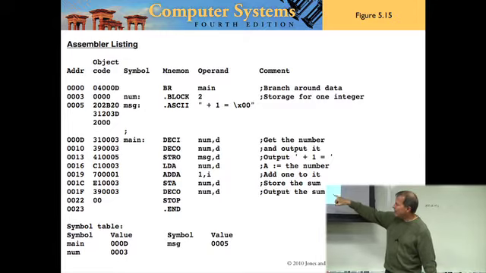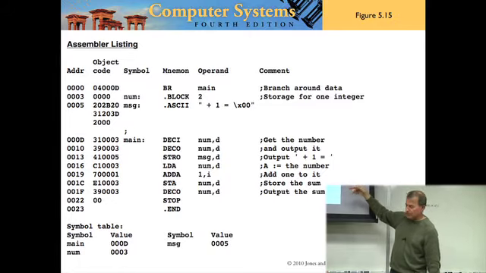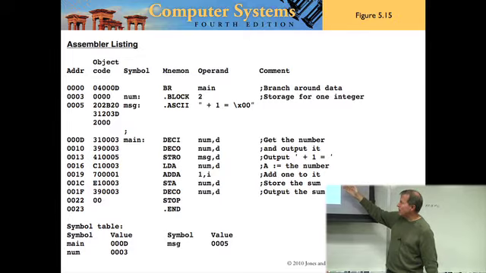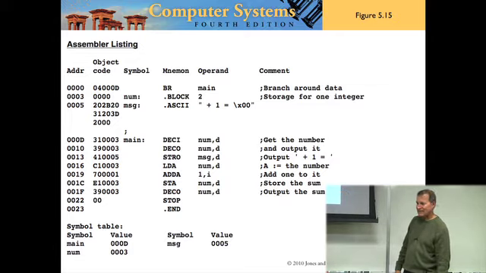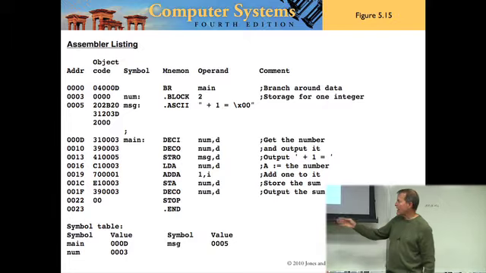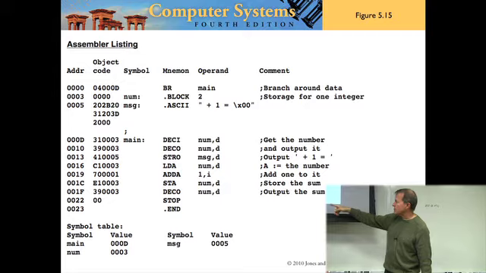Are you with me? And then what the assembler does is it counts how many bytes are in the branch. So that's 3 bytes for the branch, 2 bytes for the .BLOCK 2. Are you with me? And then it counts how many characters are in the ASCII string. It counts all that up, and that is the value that it gives to main. Are you with me? Okay. Does everybody see how that works? So not only does figure 5.15 show the assembler listing, it also shows the symbol table.